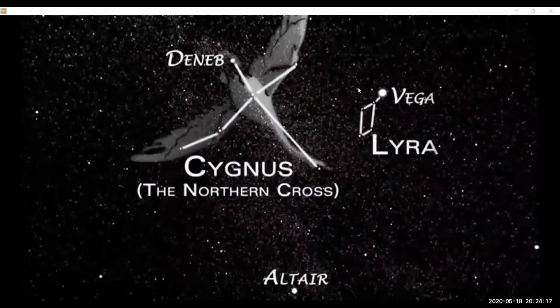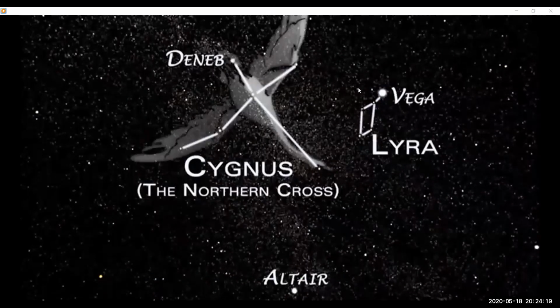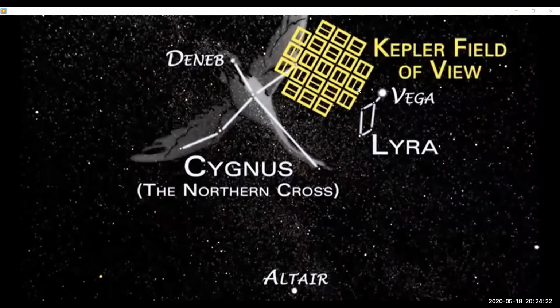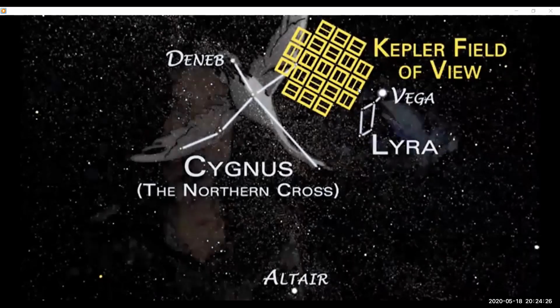Kepler will be looking in a region of the sky that you'll see almost every night in the summertime. The field of view is nestled underneath the wing of Cygnus, the swan, between Cygnus and Lyra. Now, in that area of sky, there are something like 6.5 million stars. Why do we need so many?